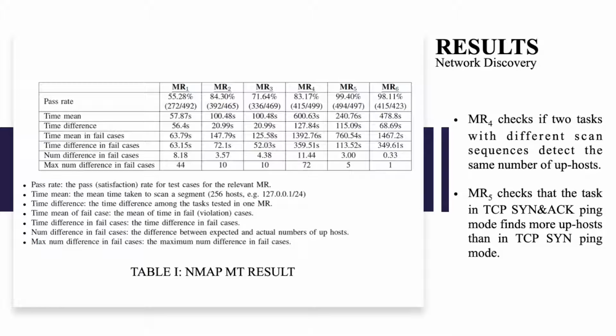MR5 checks that the task in TCP SYN mode, and in TCP SYN and ACK mode, finds more app hosts than the TCP SYN mode alone. This MR has very few violations, with a 99.4% pass rate. The 3 violations are caused by network transmission errors or other unknown reasons, since the timings in fail cases are dramatically higher than average. It gives evidence that Nmap has stable functionalities in SYN or ACK scan mode.